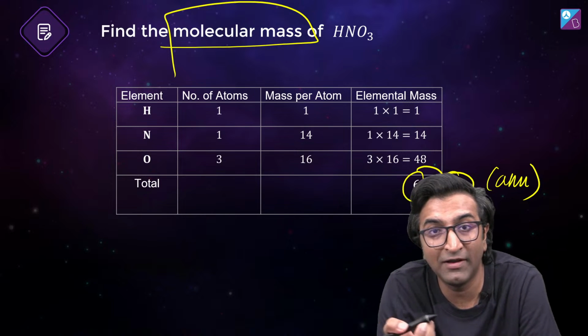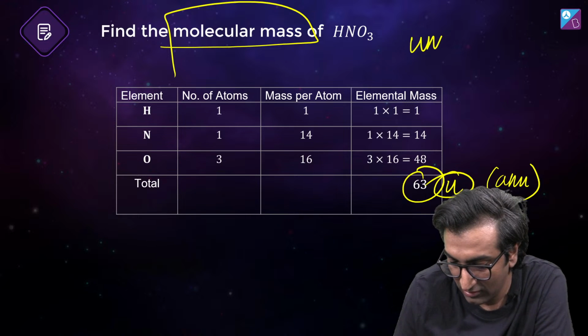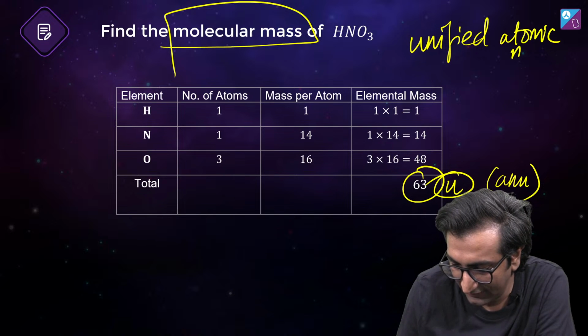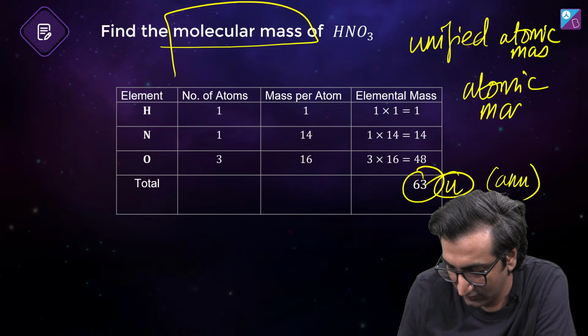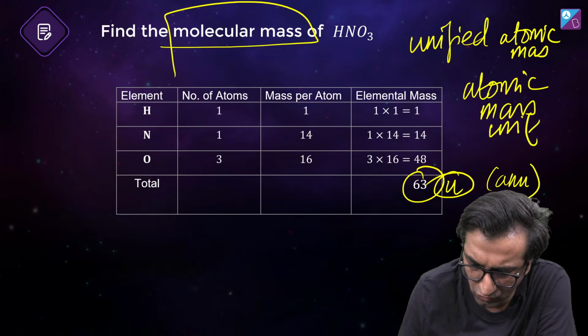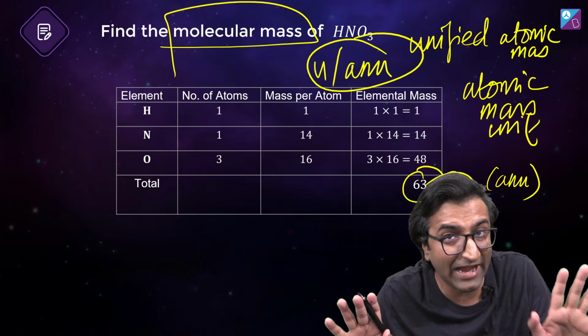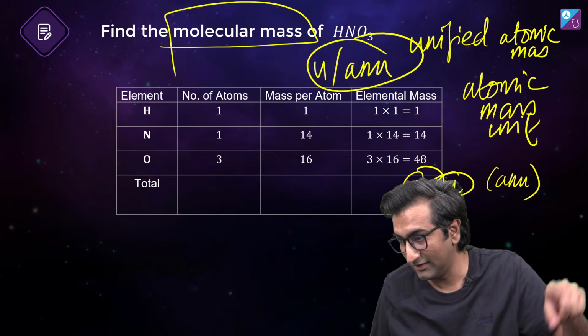मॉलिक्यूलर मास, एक मॉलिक्यूल का मास तो यूनिट होगा ना, यूनिफाइड एटॉमिक मास होगा ना. यूनिफाइड एटॉमिक मास और एटॉमिक मास यूनिट सेम चीज है, यू या फिर एएमयू. सो इसका यूनिट होगा यू, नॉट ग्राम पर मोल. अभी आई एम नॉट आस्किंग फॉर मोलर मास. ठीक है. प्लीज बी केयरफुल अबाउट दिस ऑन ऑल द चैनल्स.